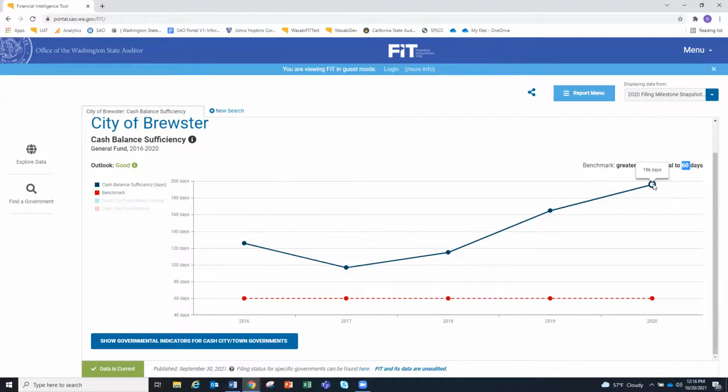All right. So hopefully you've got cash balance sufficiency up. You've got the number of days figured out for whatever government that you've got on your screen. And go ahead and type it in. And then I'm going to do a countdown, and then we're going to waterfall this. Okay. Ready? 3, 2, 1, enter.